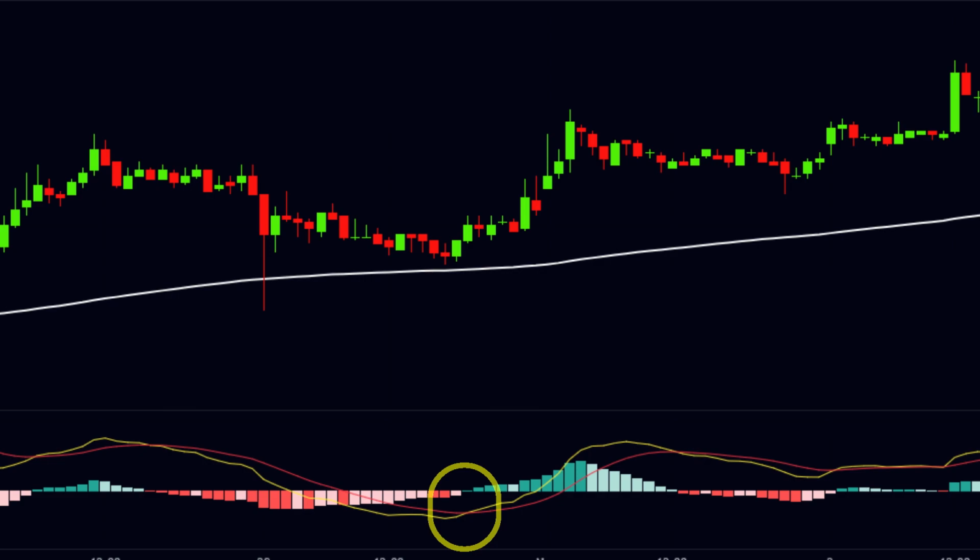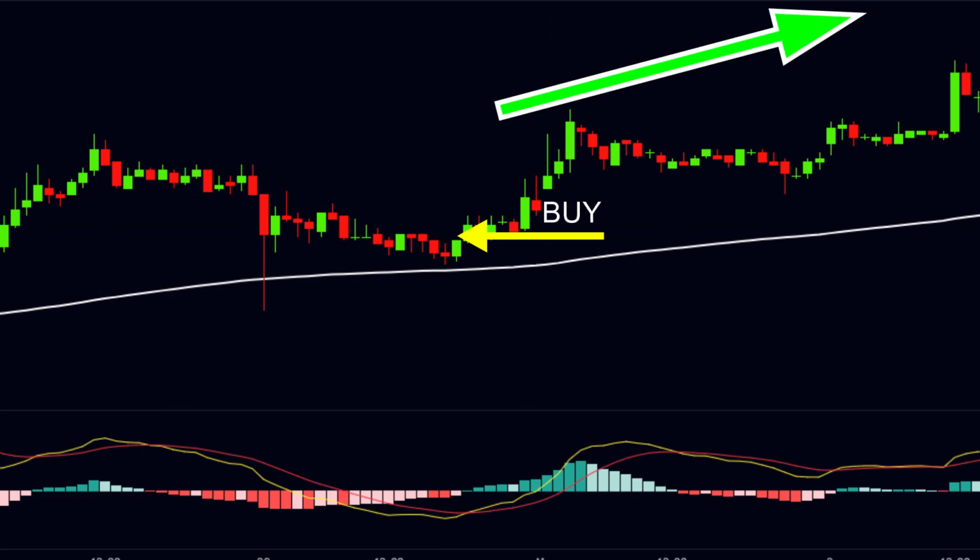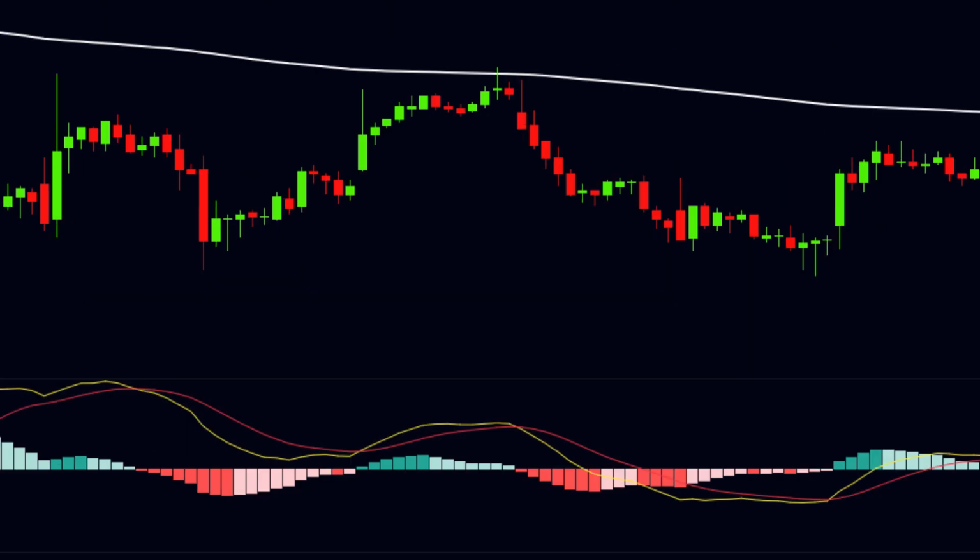Another condition is that the price should not go beyond our 150 EMA line. Here the price is not crossing the EMA line. Thus, after fulfilling all the conditions, we will buy here. After our buy entry, price goes in a good up move. Now we will see a sell example.